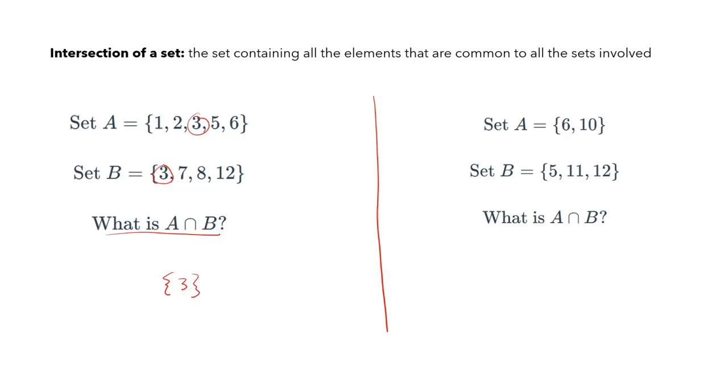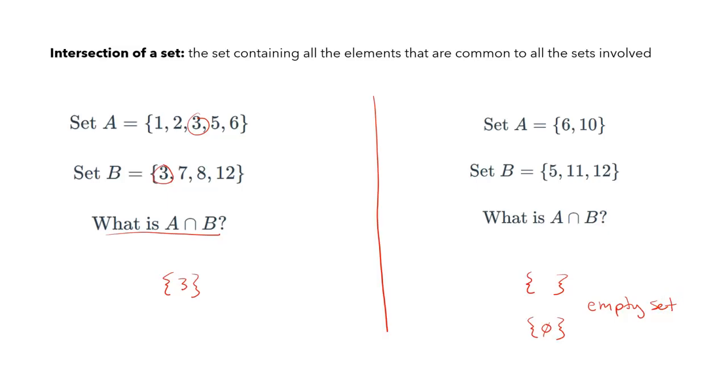Now I do have another example. If you look at this one, there's 6 and 10, but no 6 and 10 here. So they don't share anything. You can have what's called the empty set. So you could literally just draw nothing in there, or you might see this notation, a circle with a line through it. Either one of these is indicating the empty set. There's nothing that they have in common, and that's okay.